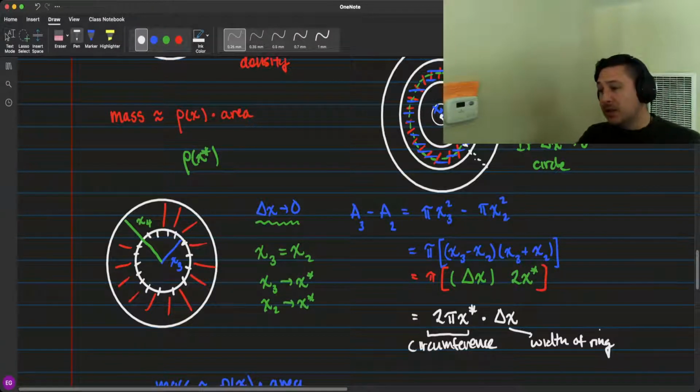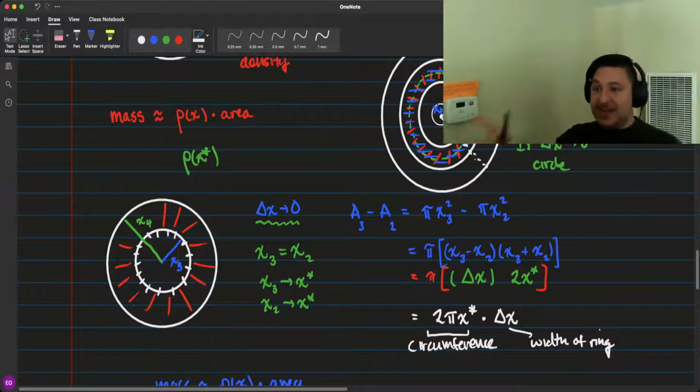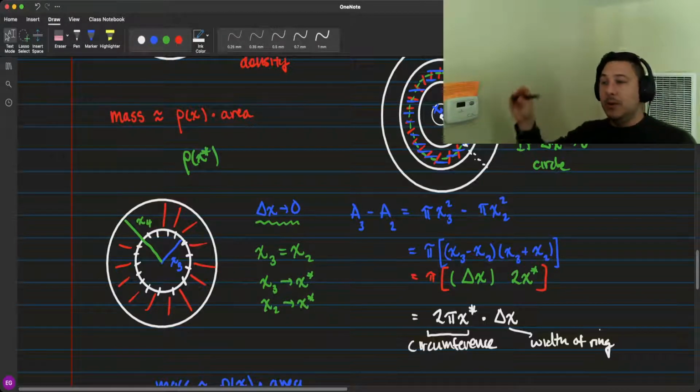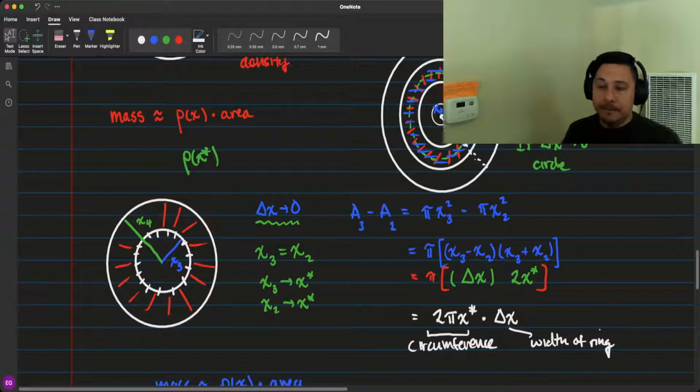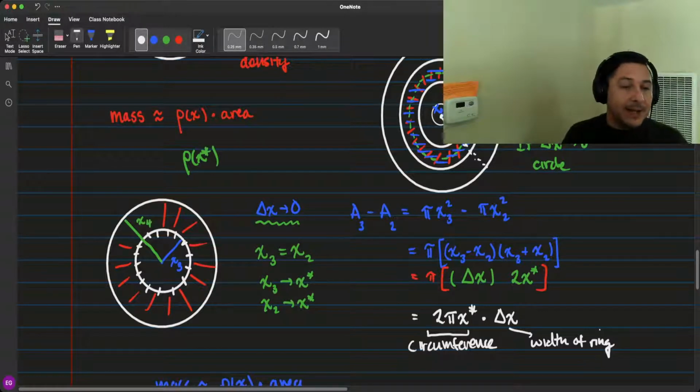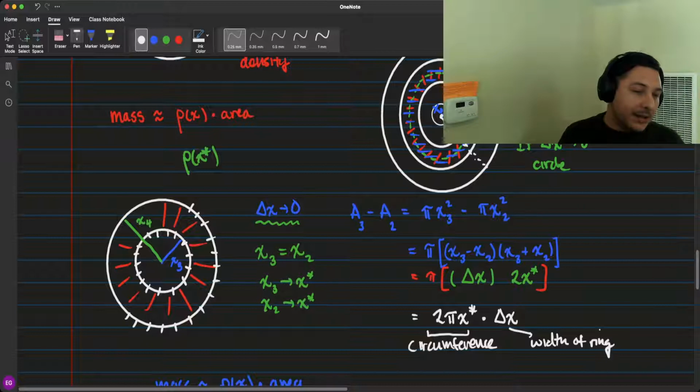Well, they do have the same distance from the center, but more importantly, they have the same density, right? Because the density only depends upon the radial distance. So there's some density right there. Now, if you look at all the points on the outer circle, what do they also have the same? Because they're all the same distance from the center, they also all have the same density.